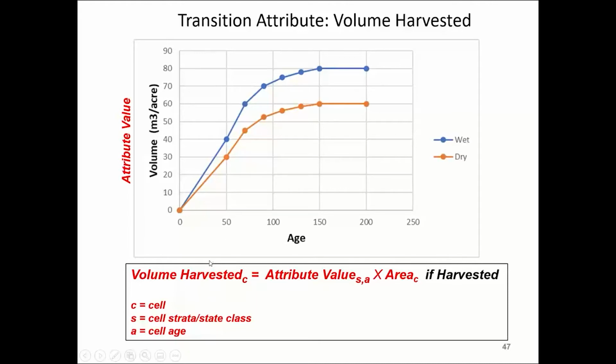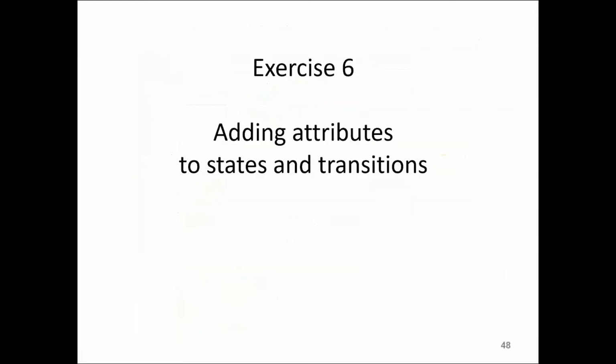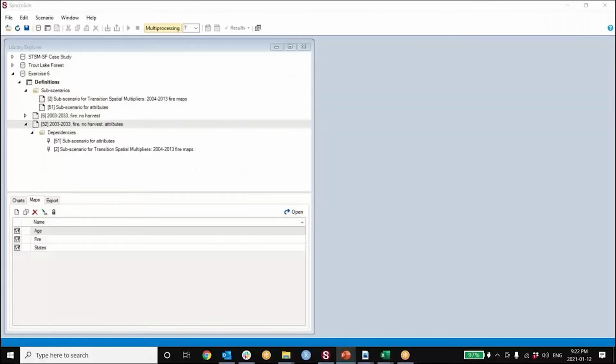And so in both state and transition attributes, your attributes can be a function of, as I said, the state class, which by extension can involve the stratum it's in, and also the age. So that's all there is to attributes. They're just a quick and easy way to build some additional indicators into your model.